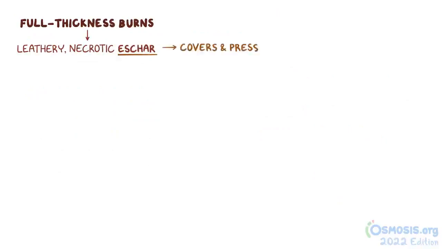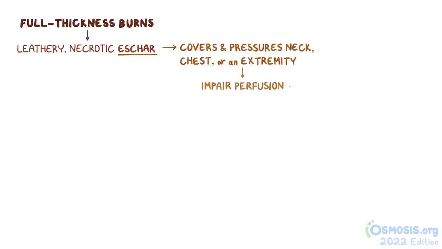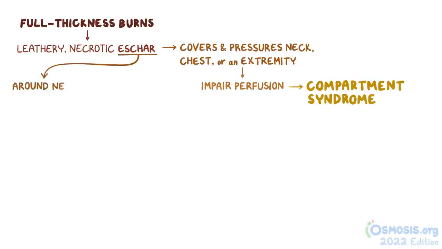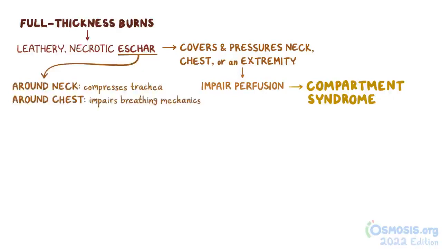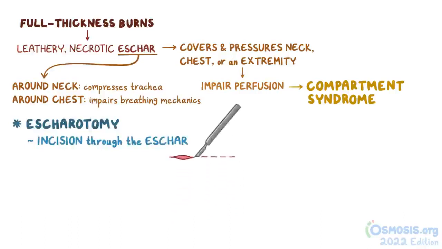Okay, now full-thickness burns appear as a leathery necrotic eschar. If that eschar circumferentially covers and pressures the neck, chest, or an extremity, it can impair perfusion, and this is called compartment syndrome. Also, an eschar around the neck can compress the trachea, and an eschar around the chest can impair breathing mechanics. To prevent tissue necrosis and hypoventilation, an escharotomy is performed. This involves making an incision through the eschar, relieving the pressure.